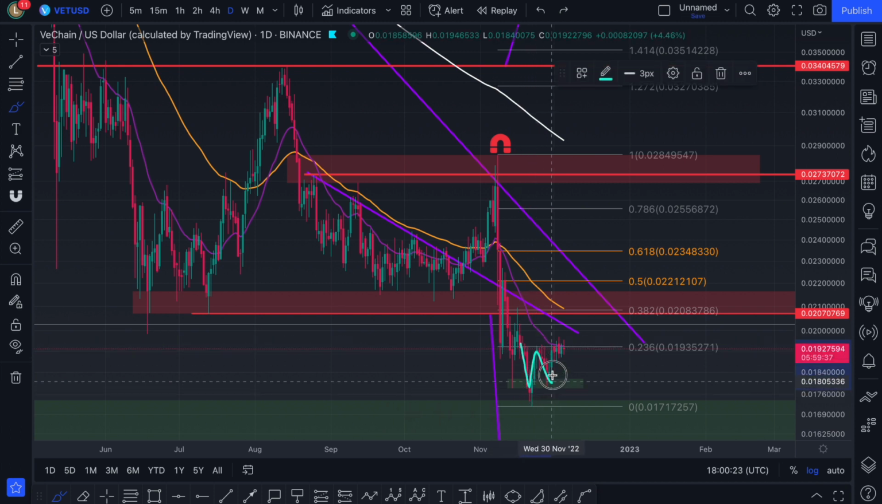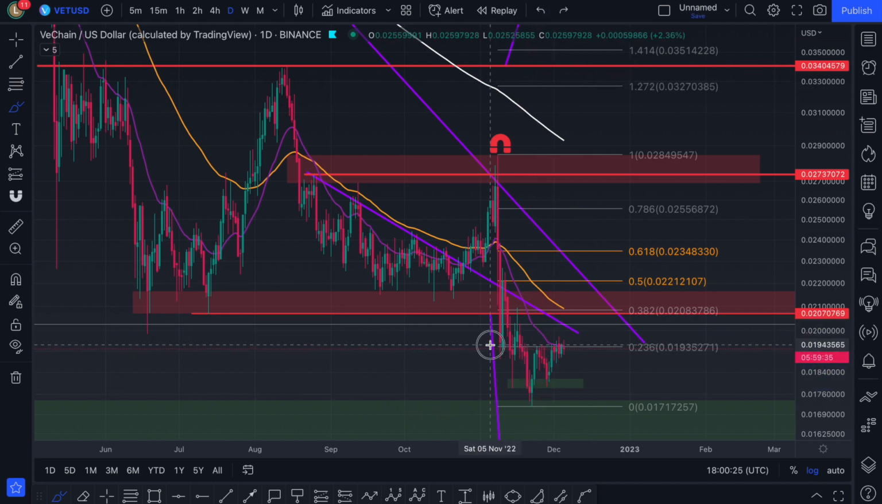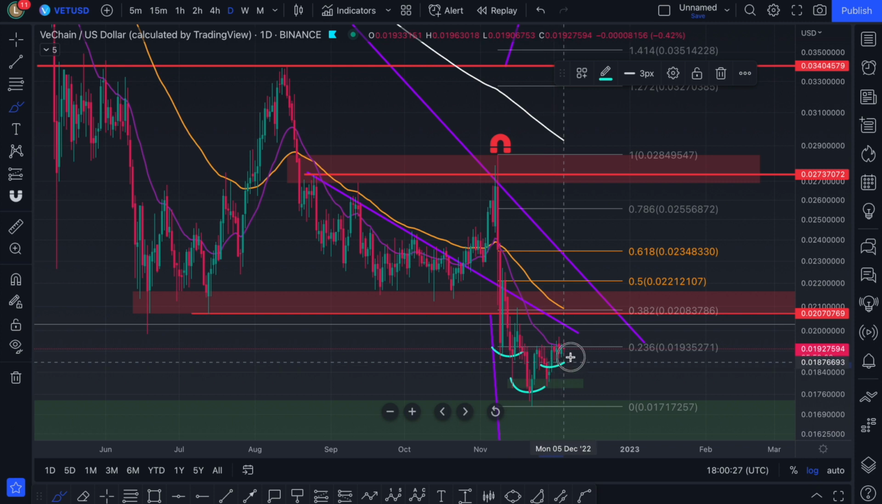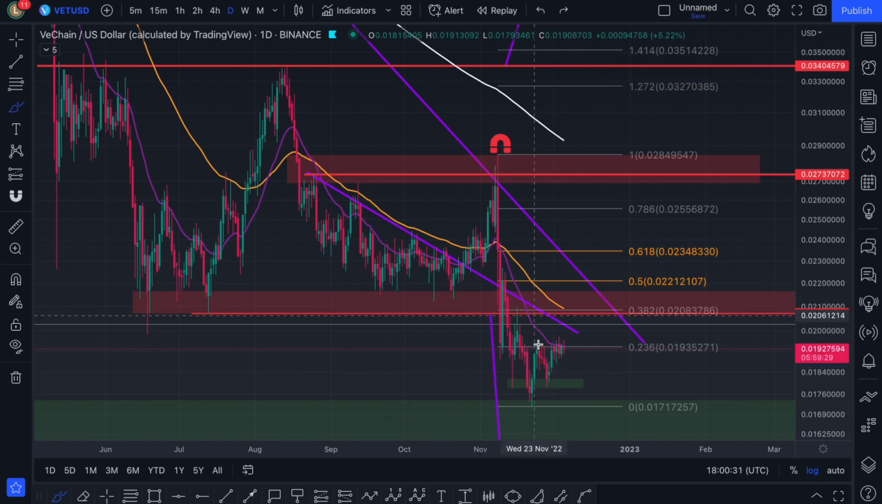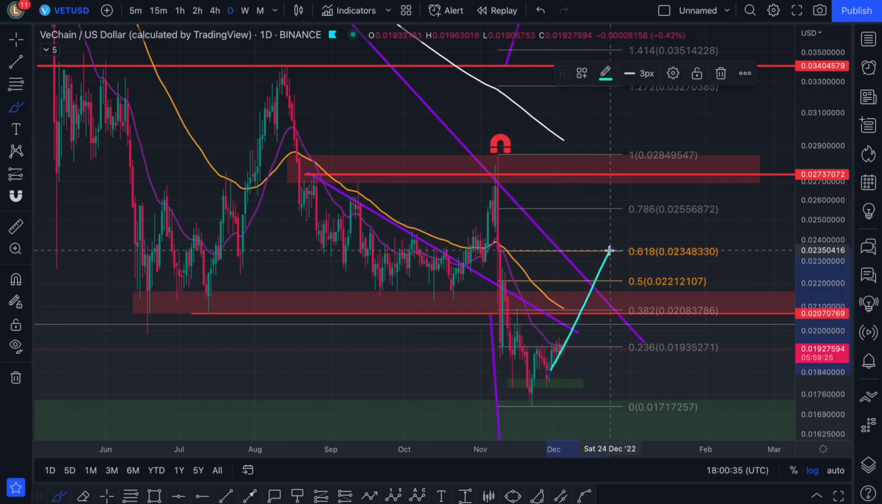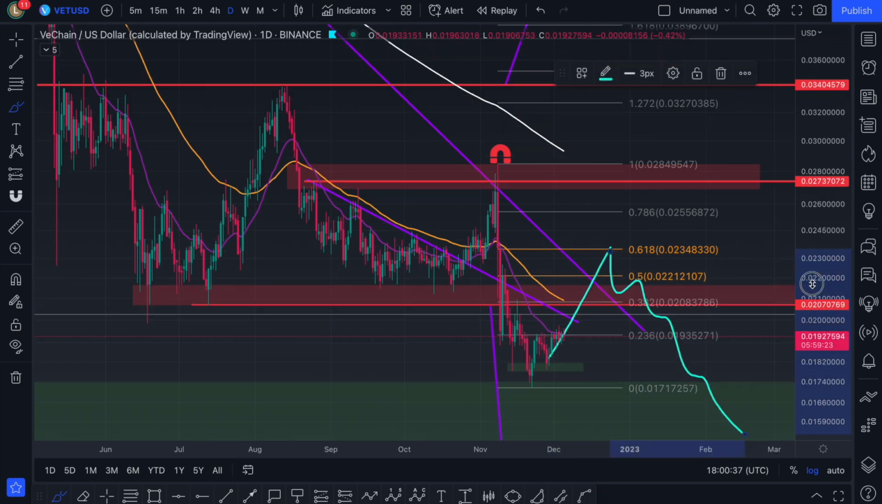So you've got a small W here. You can even say this is a shoulder, a head and a shoulder forming, and yeah, we're about to break out. But once you meet the target, then what? So that's what I mean. You're going to meet your target wherever it is, and then eventually continue lower.